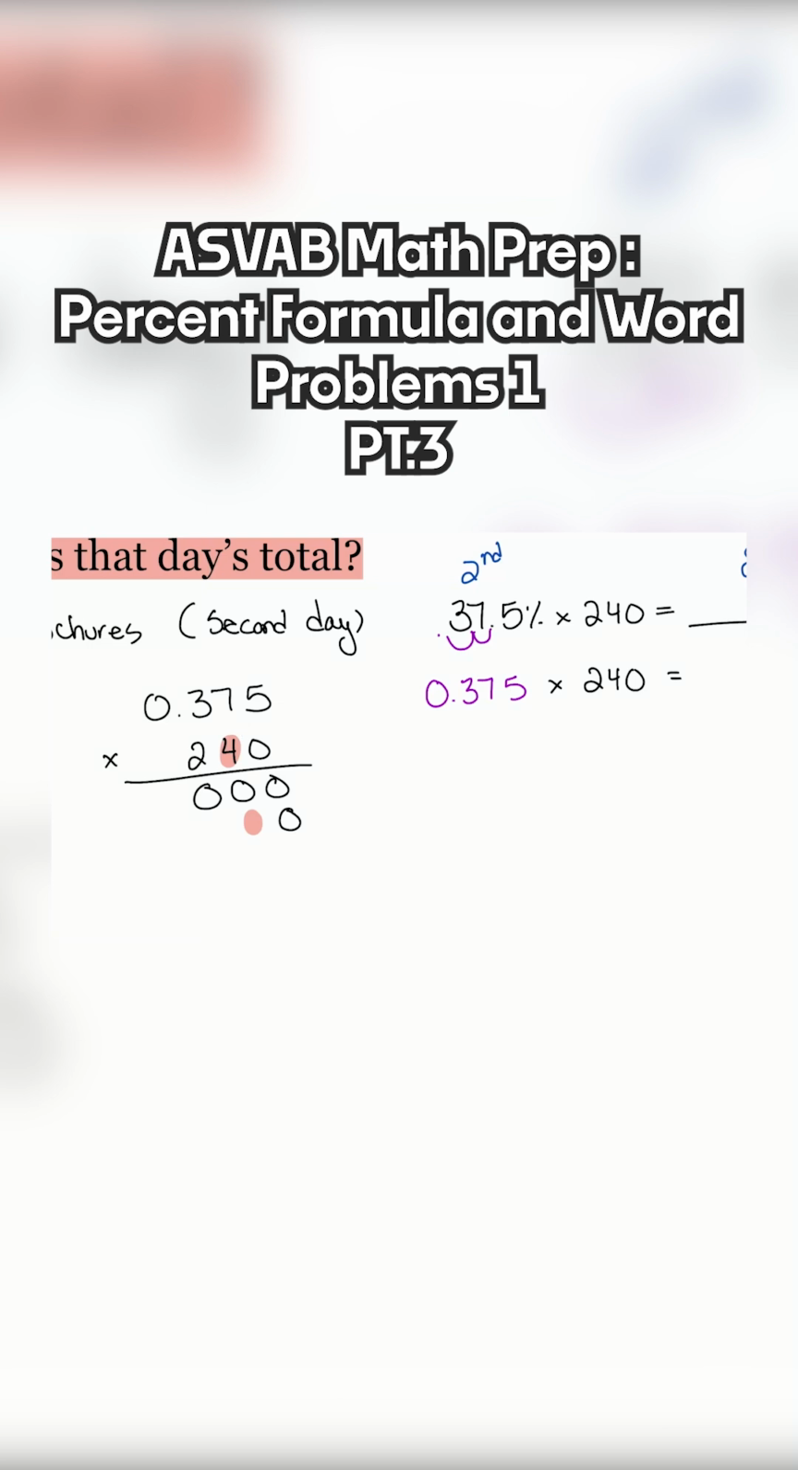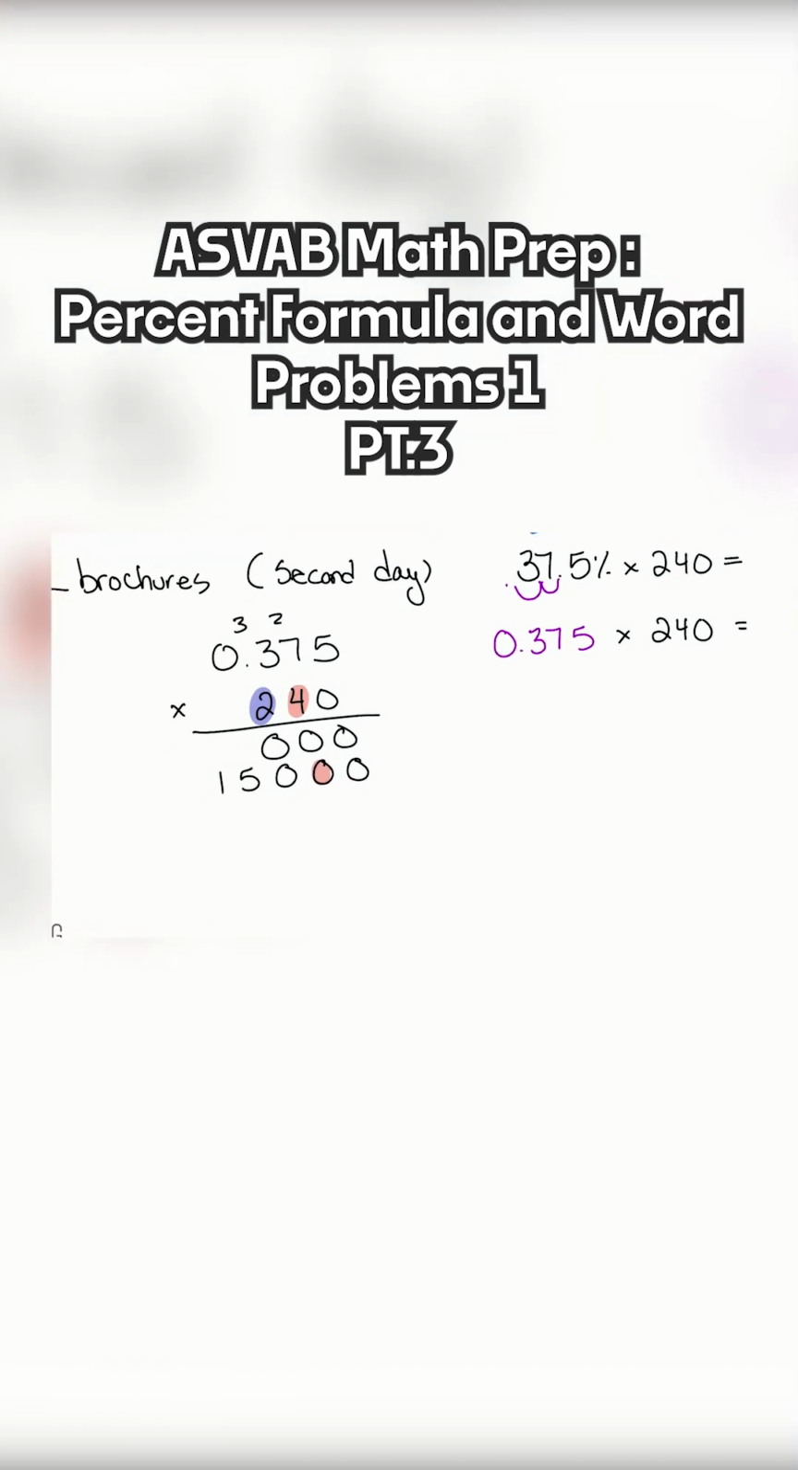5 times 4, that's 20. 7 times 4 is 28. Carry the 2 is 30. 3 times 4 is 12. Carry the 3 is 15. From there, we're going to now do the next line. And this is the complicated part. We have a 3-digit by 3-digit, and that's okay because we can practice this. So just follow along and I got you.